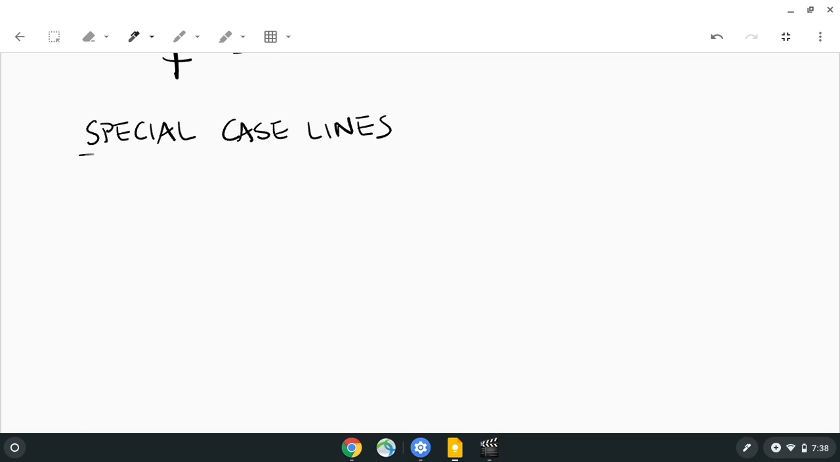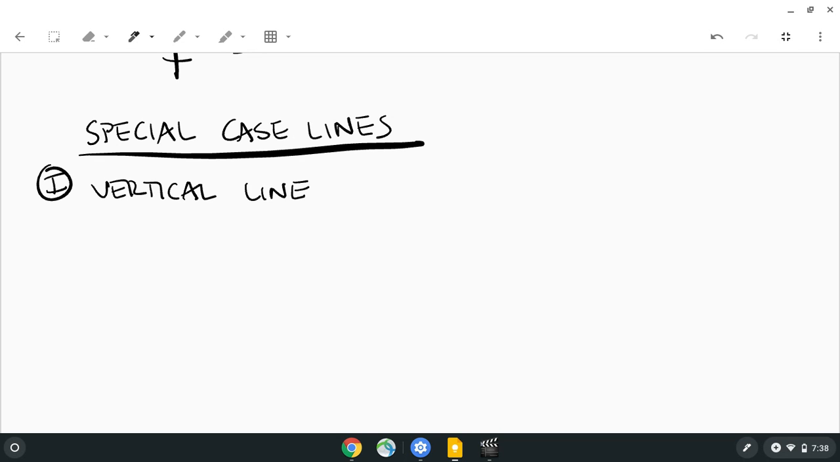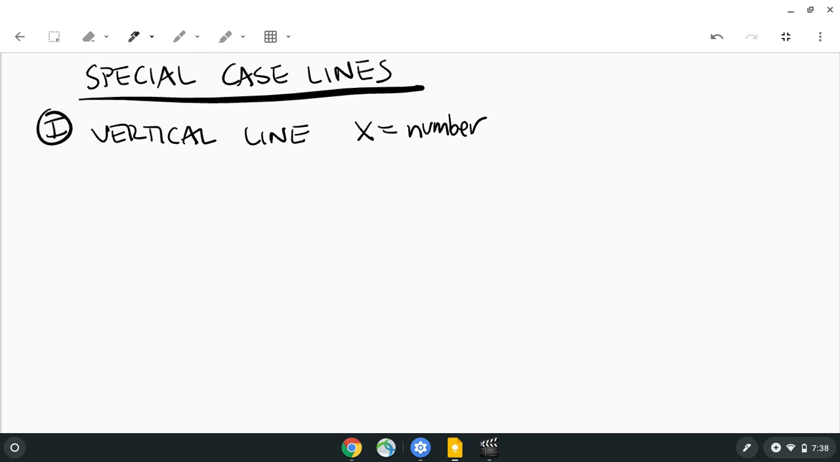Okay, so we're going to look at number one, the vertical line. Okay, where x equals some number, and that's your equation. That would be your equation of your line. Okay, x equals like 2. That's the equation for the line. Okay, so we're going to look at that.